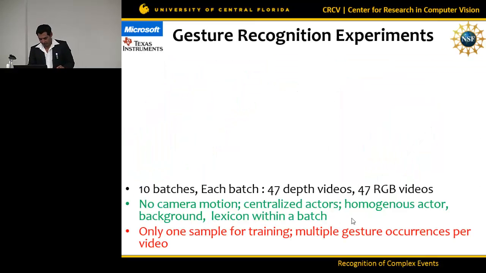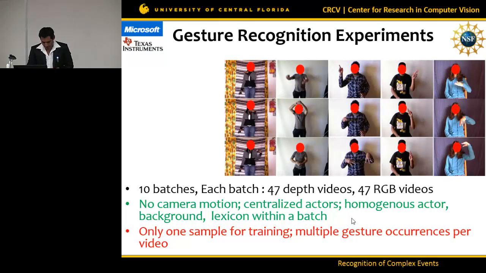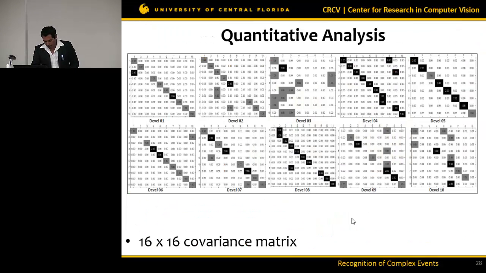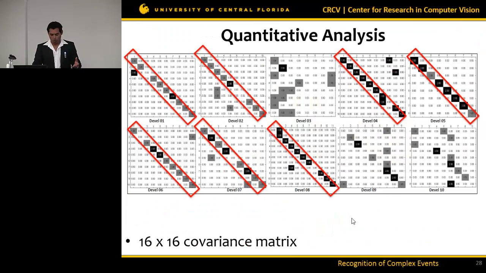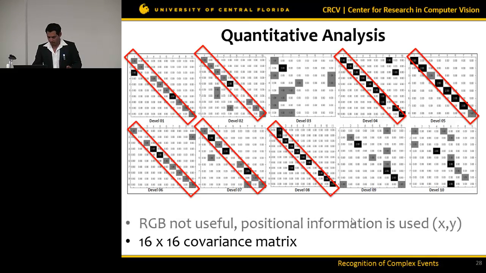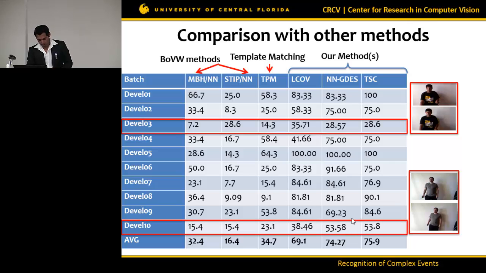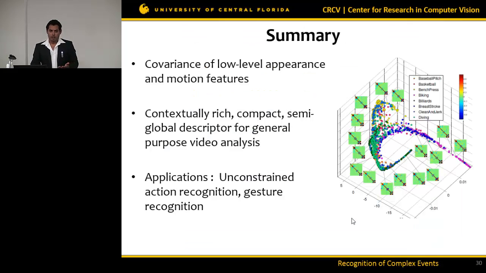We also did some experiments on gesture recognition, and here are some sample frames from the gesture recognition dataset. This is actually showing one-shot learning, which is a much more complicated problem. Some quantitative results are shown here in terms of these confusion matrices. Ideally, what you want to see is high values on the diagonal elements. So these are our results. We also tried certain other benchmark methods, and we still perform better than those. That shows that our covariance-based descriptor works pretty well.